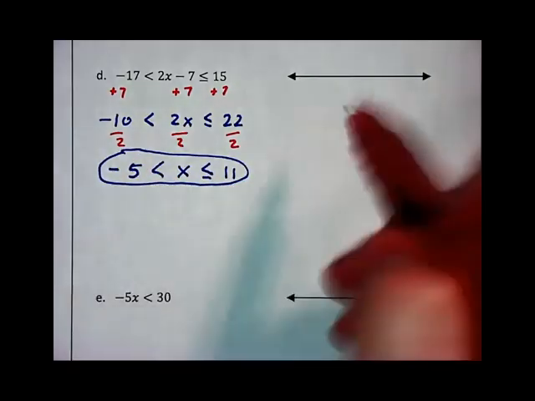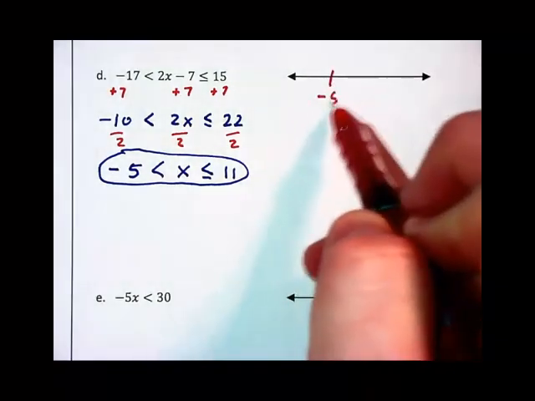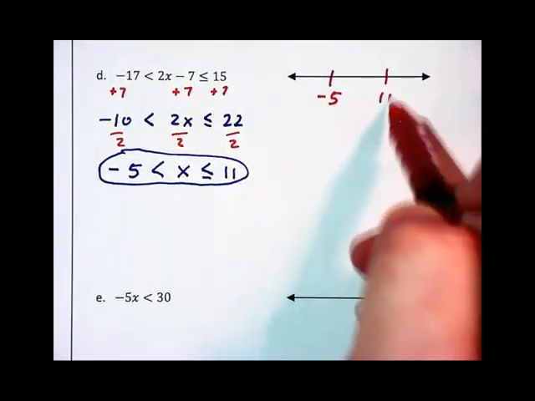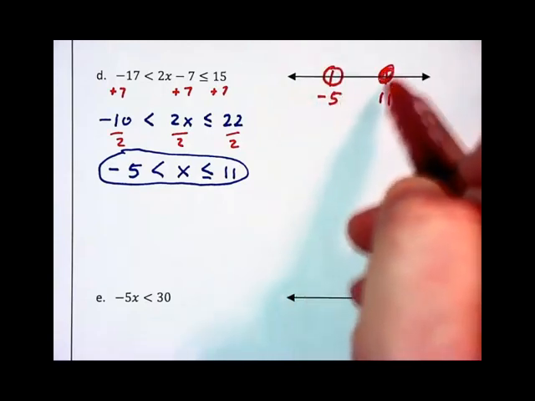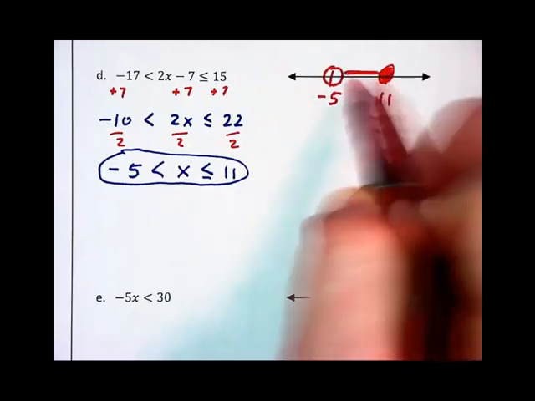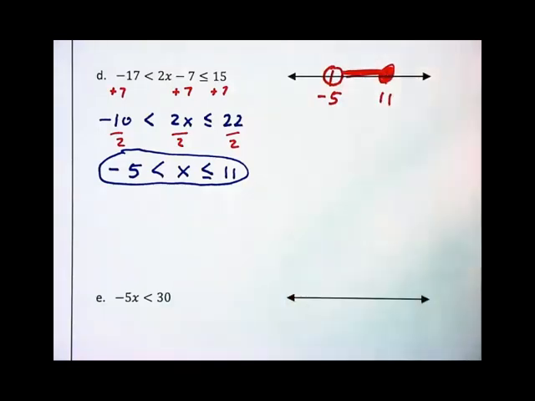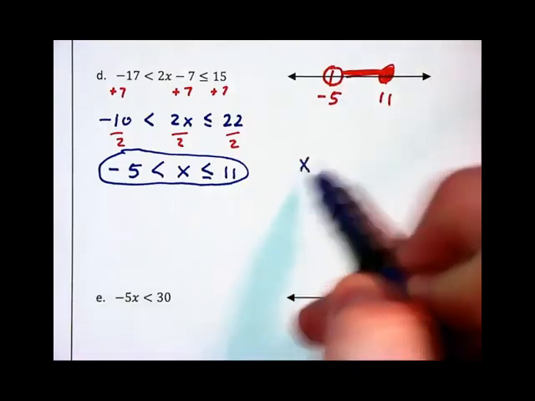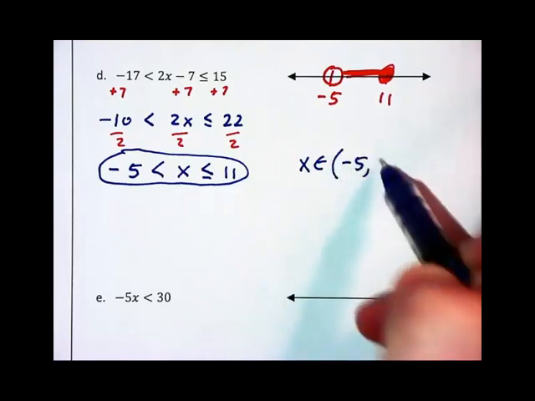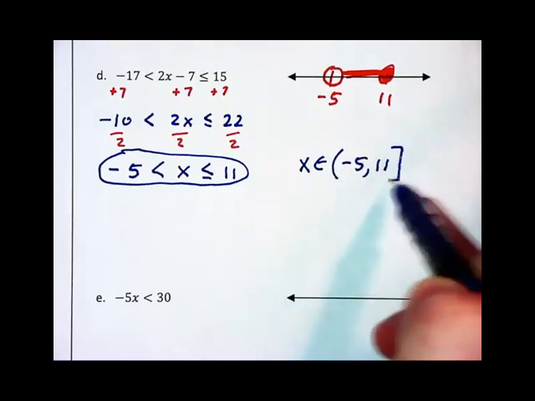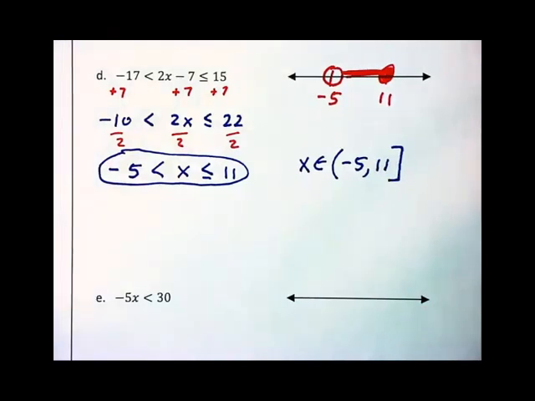On the number line, we would have the critical values at negative 5 and 11. Open circle on the left, closed circle on the right, shaded in between. In interval notation, we would say x is contained in this interval from negative 5 to 11, inclusive of the 11 on the right-hand endpoint.